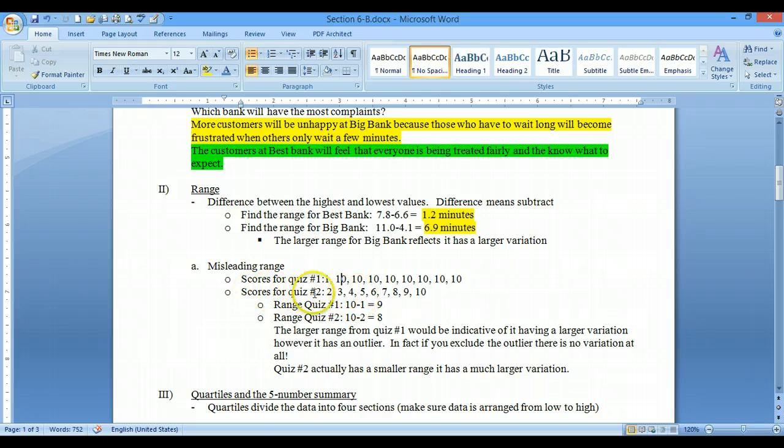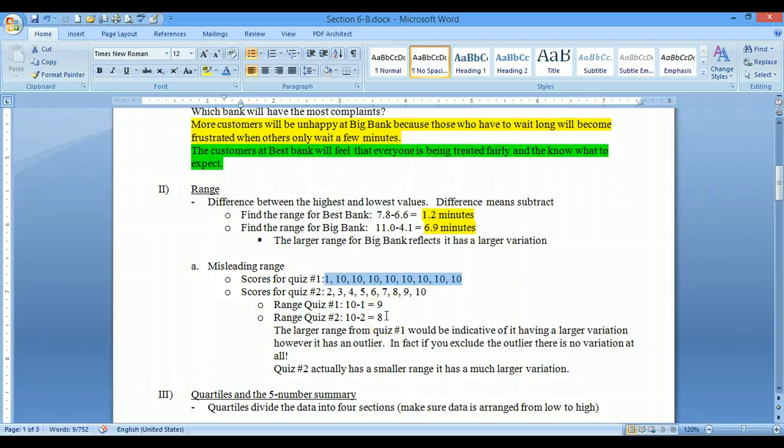Versus the scores for quiz number 2: 2, 3, 4, 5, 6, 7, 8, 9, 10. To find the range here is 10 minus 2, giving us a range of 8. In this case, having the larger range of 9 was misleading, because a larger range usually says larger variation. And in quiz number 1, I really only have two scores, 10s and a 1, 10 and 1.